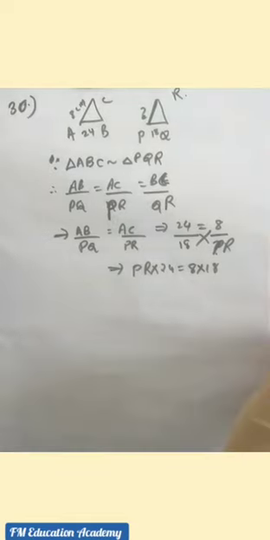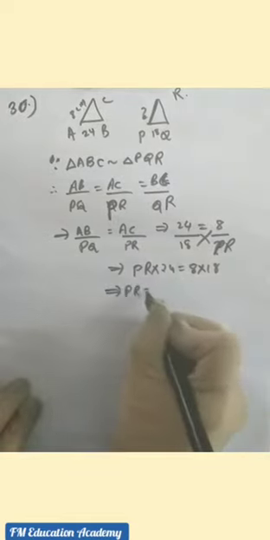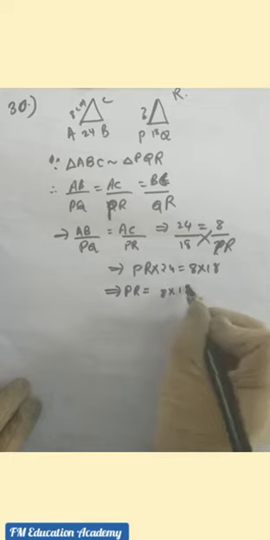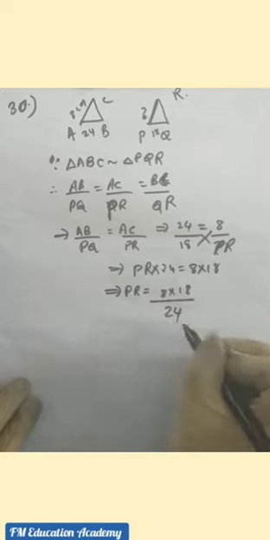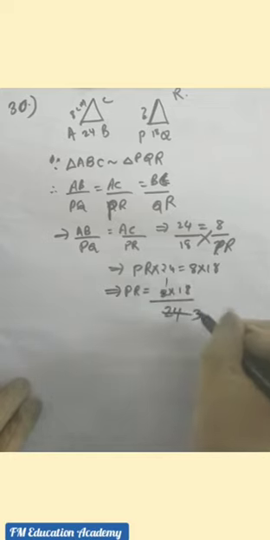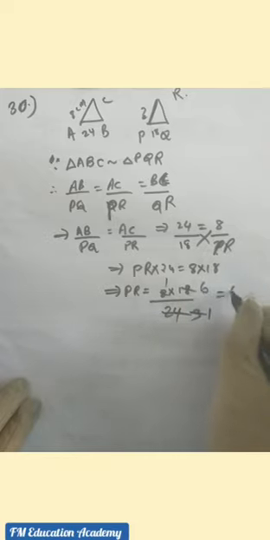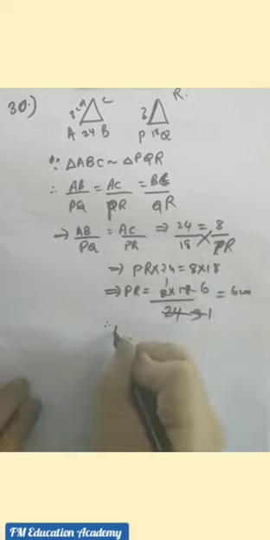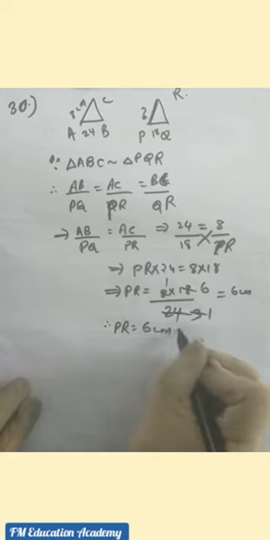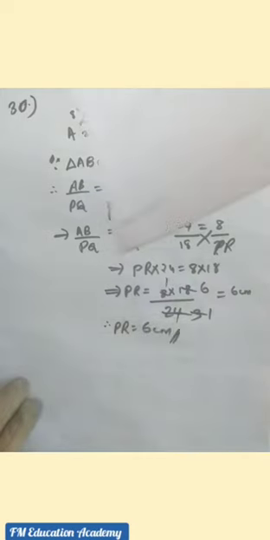PR is equals to 8 into 18 whole divided by 24. 8 ones are 8, 8 threes are 24, 3 ones are 3, 3 sixes are 18. So we got PR value as 6 centimeter. Where is PR 6 centimeter? In which option? PR is 6 centimeter in option 2.